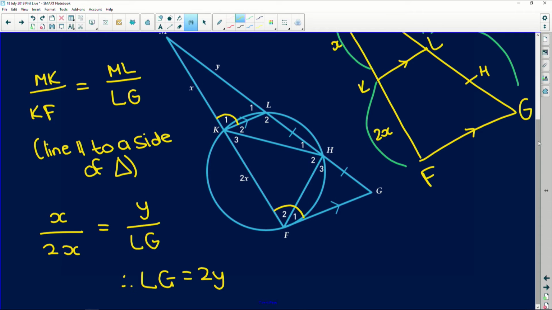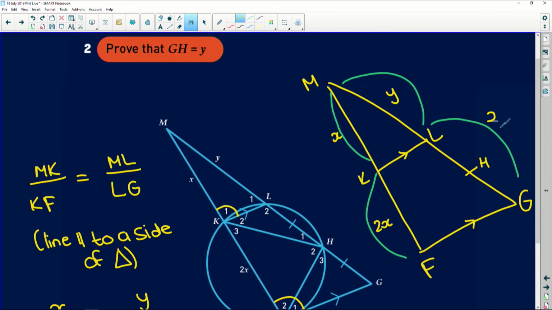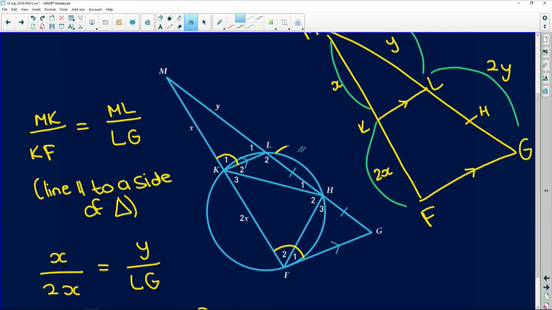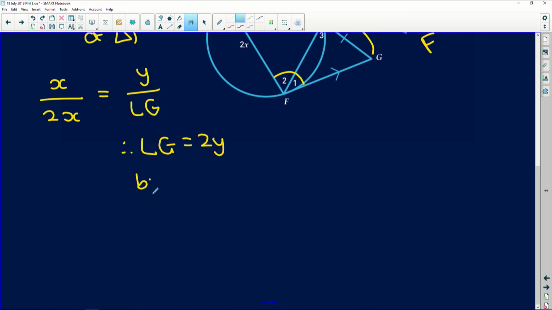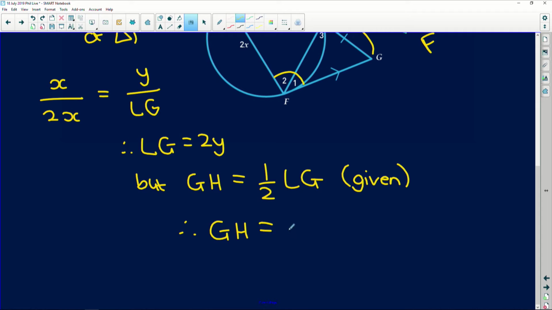But that's not what we have to prove. We've proved that this whole side here is 2y. But now we have GH, okay? So we've proved that this whole side here is 2y, and we were given that GH is equal to half that side. So now we can say, but GH is equal to a half of LG, and it was given to us. And therefore, GH is equal to y. Okay, easy peasy stuff.